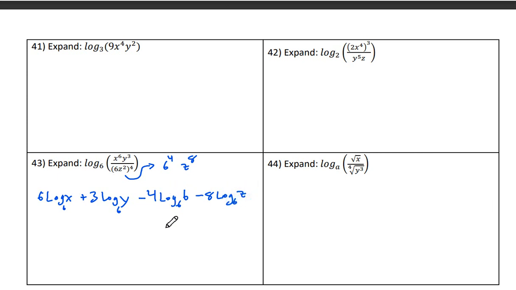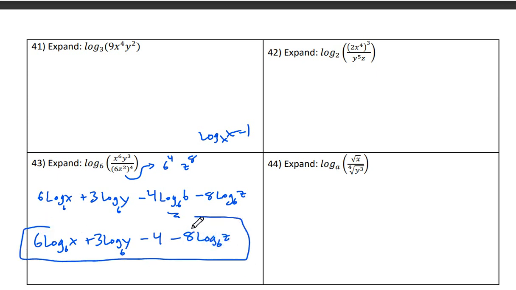Now this right here will follow this rule. If you have log base x of x, that equals 1. So log base 6 of 6 is 1. And negative 4 times 1 is negative 4. And you might want to put the minus 4 last, but this would be our expansion.